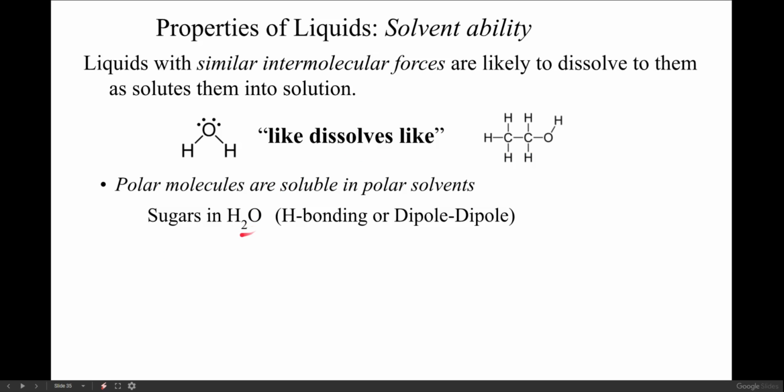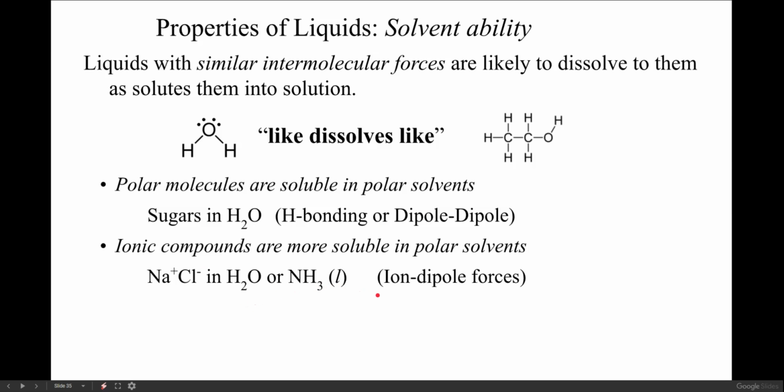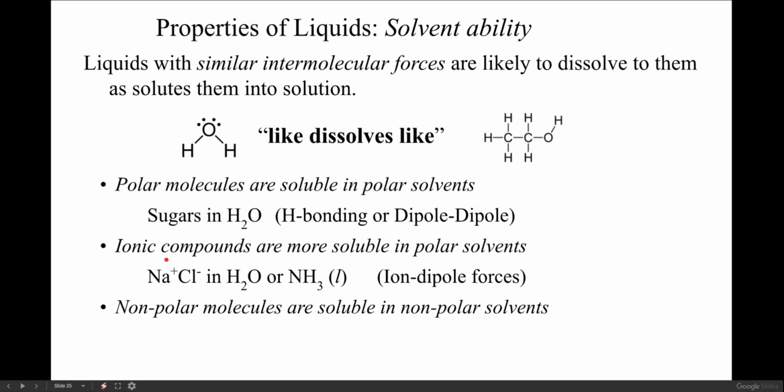So sugar is highly soluble in water because it can form hydrogen bonds, and other polar things can form dipole-dipole. But then also ionic compounds, because they can form ion-dipole force. So table salt in water or ammonia. So we've said before, water is known as the universal solvent, and it's because it can dissolve both polar things and ionic compounds. Now, if you have a non-polar solvent, some examples of that are benzene or hexane.